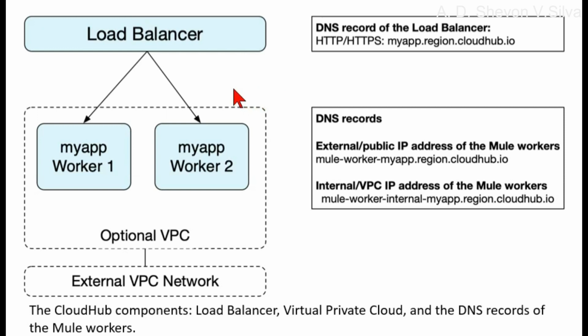The following ports are assigned to the Mule worker. HTTP port is set to 8081. HTTPS port is set to 8082. The load balancer then forwards requests to the assigned ports on the Mule worker.